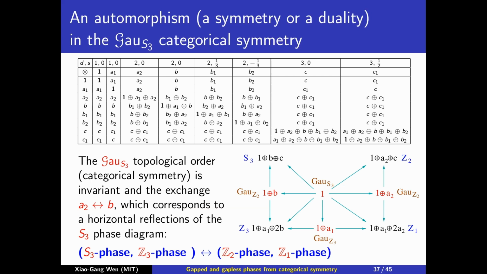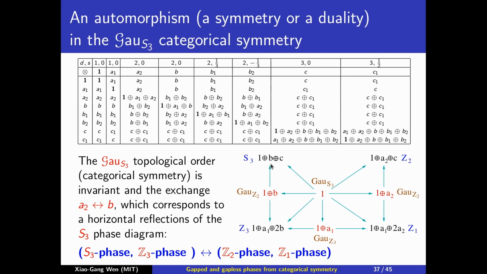So under such an automorphism, exchanging A2 and B, let's see what happens. If we exchange A2 and B, we can see that S3 goes to Z2, Z2 goes to S3. And similarly, A2 to B, and these two. So basically, this automorphism means a reflection about this vertical line here. You just flip. Therefore, this phase diagram, controlled by this categorical symmetry, has this automorphism flipping the vertical line.